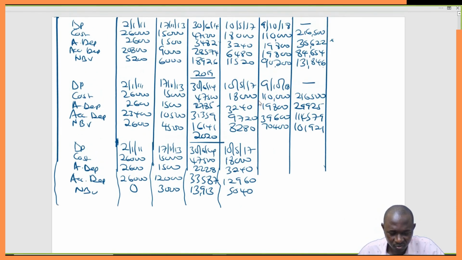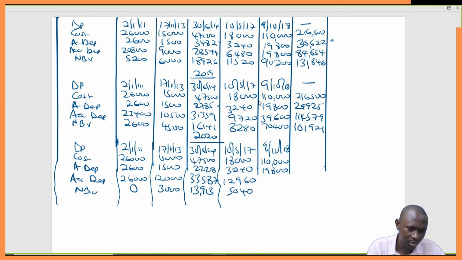Now let's look at the last one. This is 9, 10, 18, and it was 110,000. The annual depreciation 19.8. So this one will give us 19.8 plus 39.6. That gives us 59,400. So 59,400 minus 110,000. That gives us 5,600. 5,600. So come here, the totals.